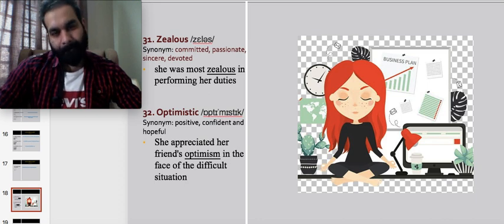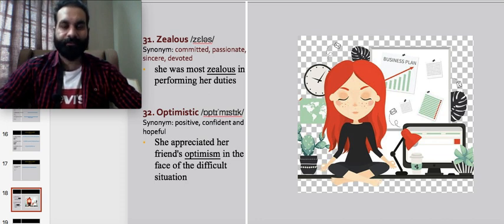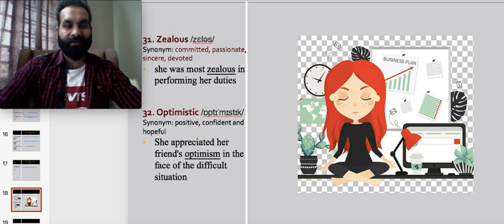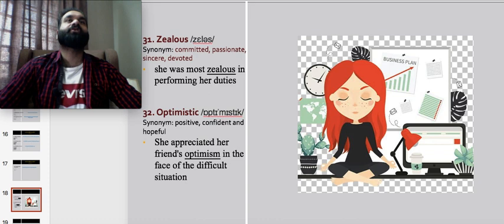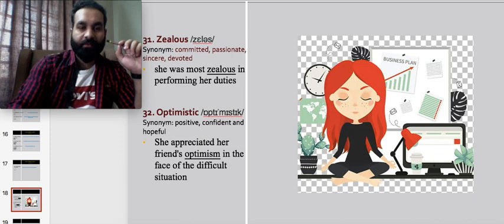Zealous. The next word is optimistic. Synonyms: positive, confident, and hopeful. I have written it on the slides and I'm showing it like this so that there is no problem. The sentence for this is, she appreciated her friend's optimism in the face of the difficult situation. Let's move on with this.